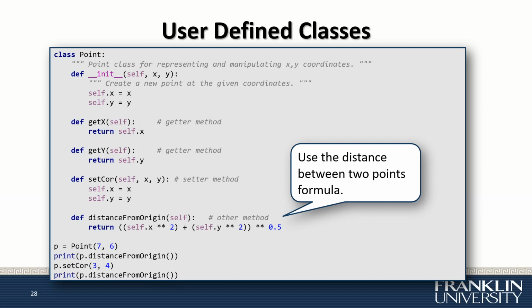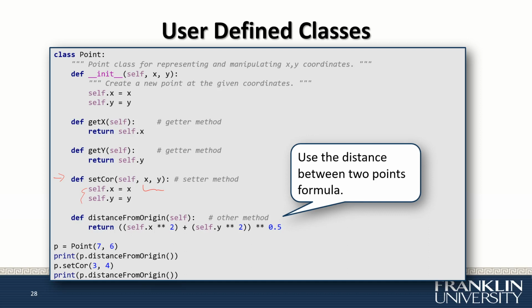Here's a setter method. In the setter method, typically you have a parameter that changes the state of the instance variables. I pass you the new x and new y so that you can update the x and y coordinates, in this case for the point class.